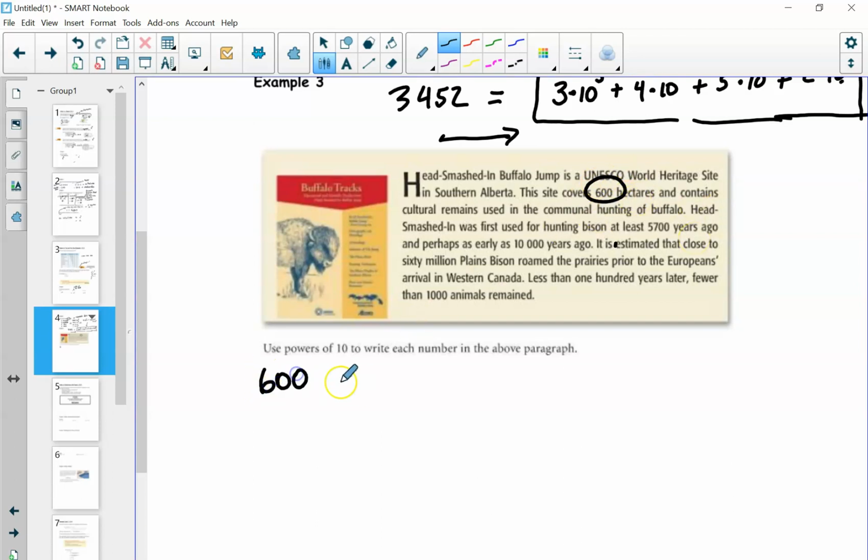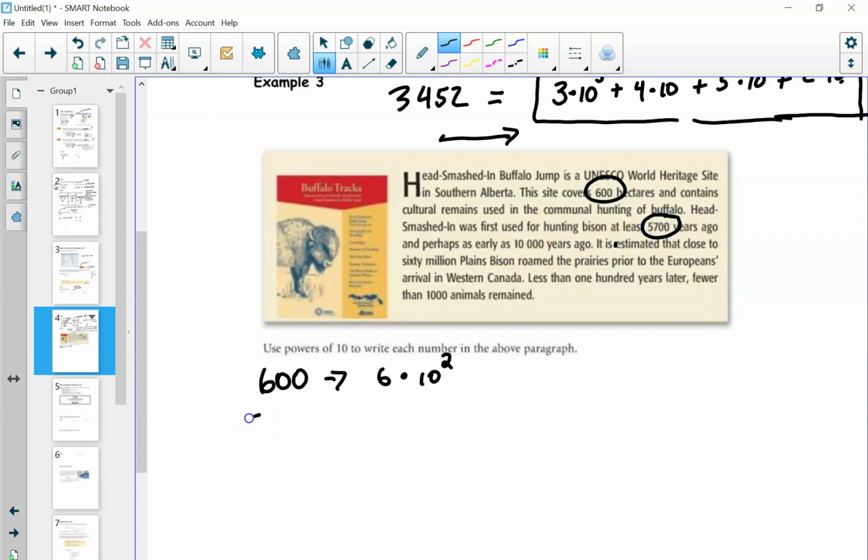So 600, if we write that as a power of 10, well, it's always going to be 6 times 10 to the power of, well, how many zeros? 2. Okay, so that one was nice and easy. 6 times 10 to the power of 2 equals 600. What's the next one here?